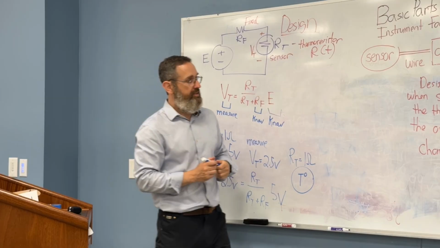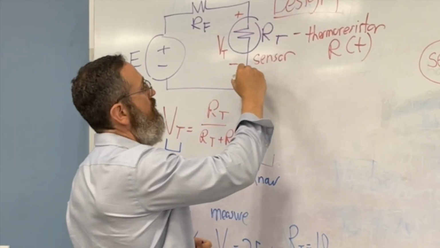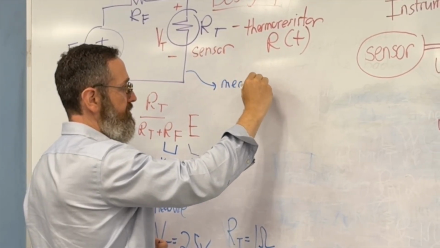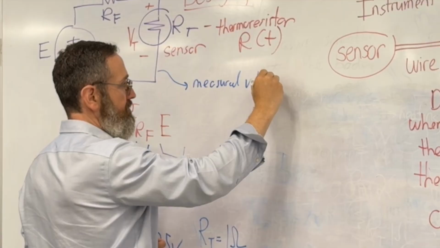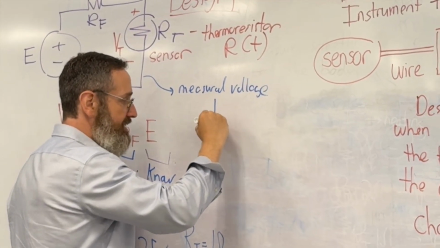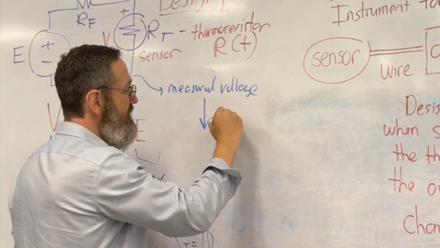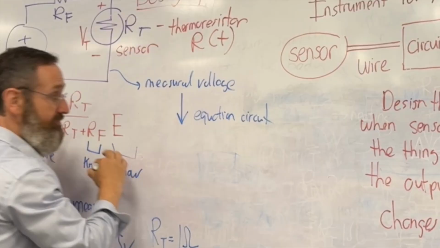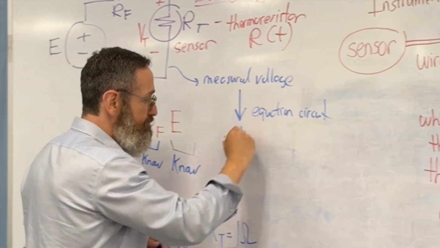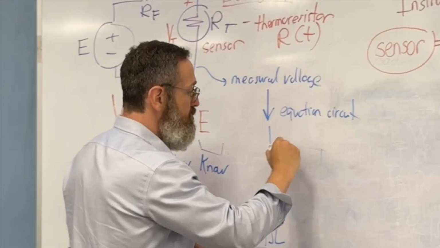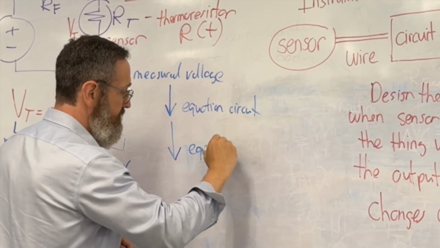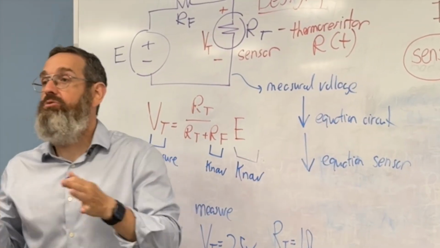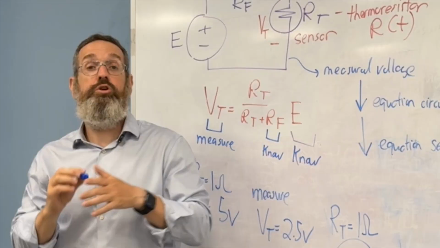Let's reiterate what we did. We measured the voltage. And then we back calculated through the equation for the circuit. And then we back calculated again using the equation for the sensor. And that's exactly what we did last time. It's what we're going to do every time.